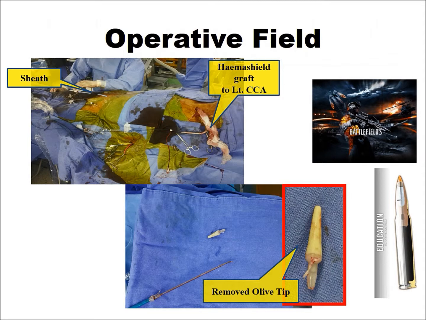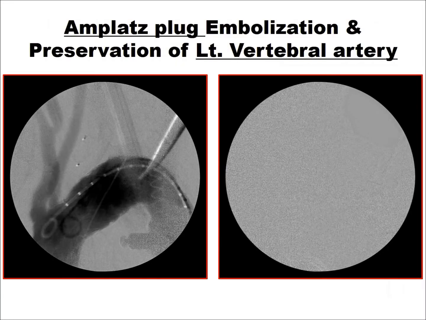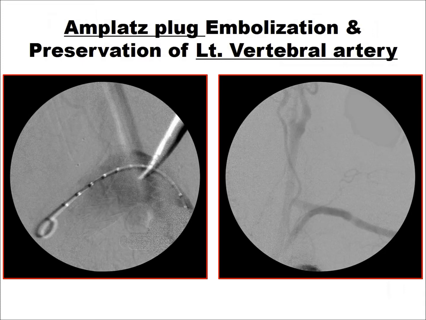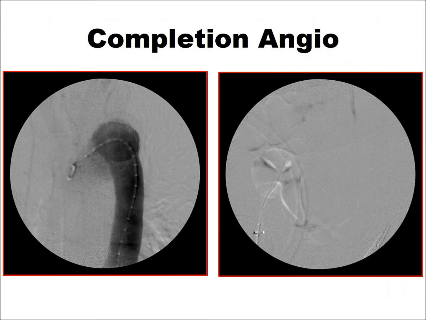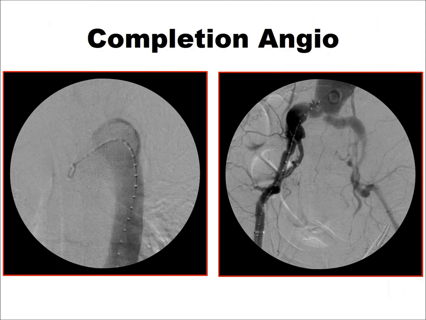This was the operative field, right common femoral sheath, and Hemashield graft to the left common carotid artery. This was the fractured olive tip. These are angiograms after Amplatzer plug embolization at the left subclavian artery. These are completion angiograms which show no endoleak and a well-preserved right iliac artery.